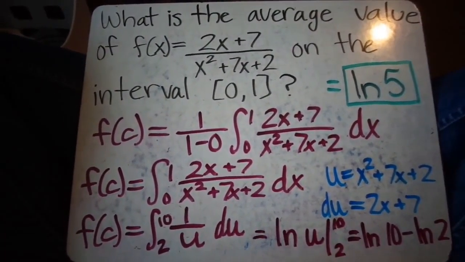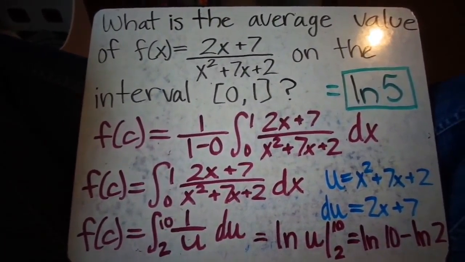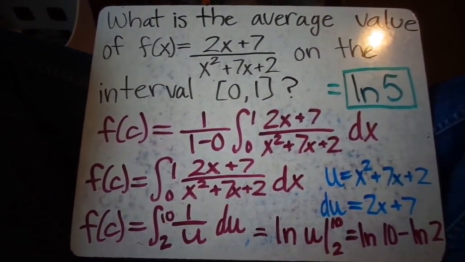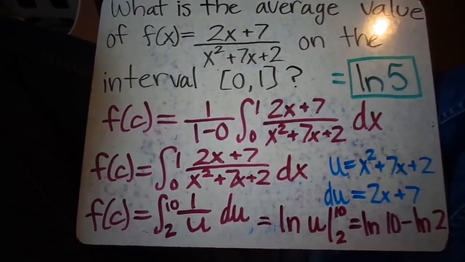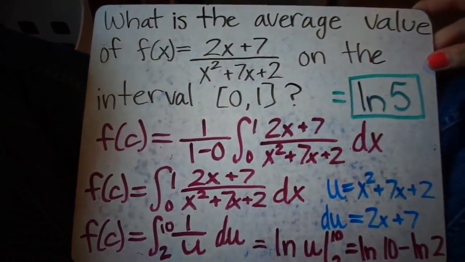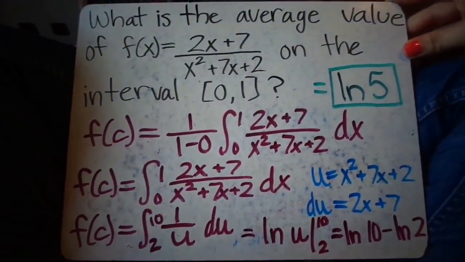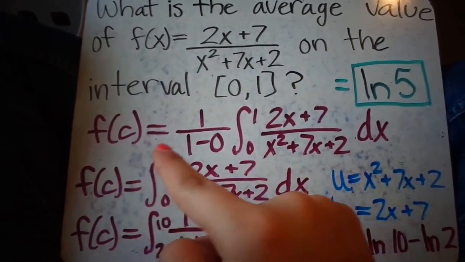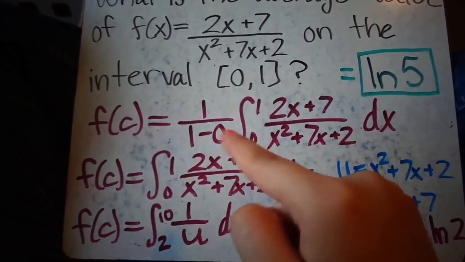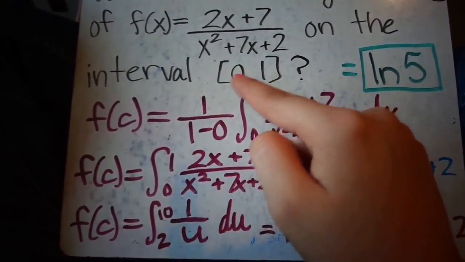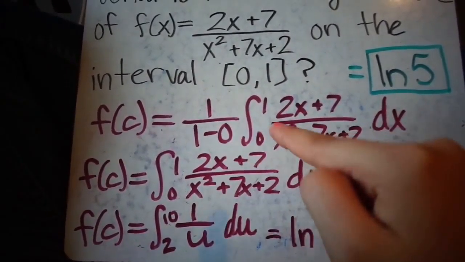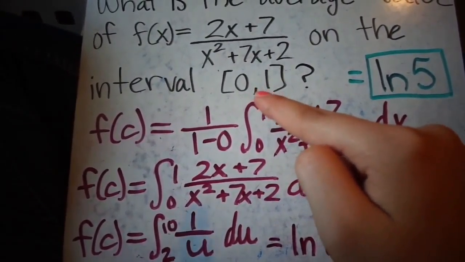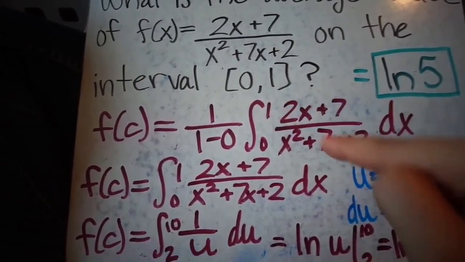This is an example of a problem you may be asked. What is the average value of the function f of x equals (2x plus 7) over (x squared plus 7x plus 2) on the interval 0 to 1? Well, you have to use your formula. Remember that the average value is f of c. So make f of c equal to 1 over b minus a, which in this case are 0 and 1, times the integral of the function that they give you from those same limits, a to b, 0 to 1.